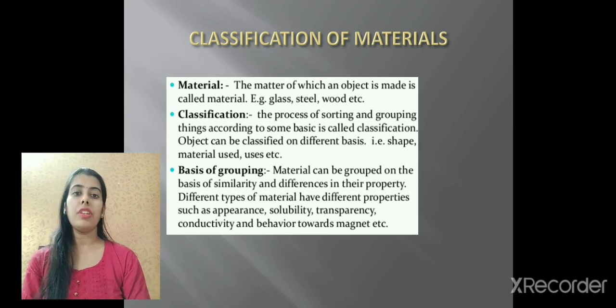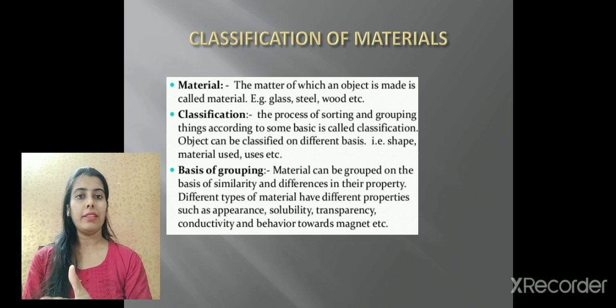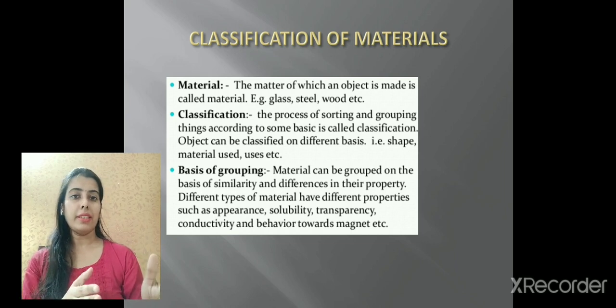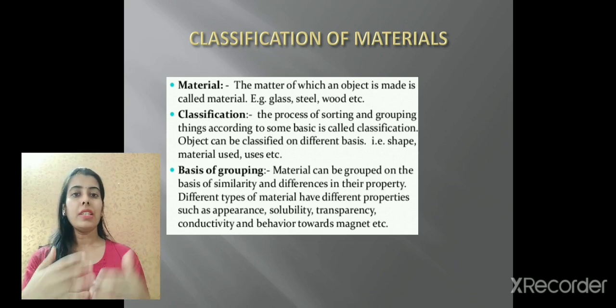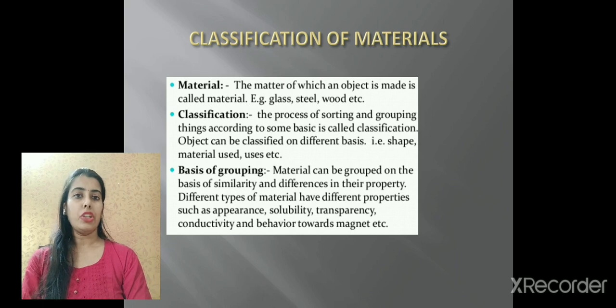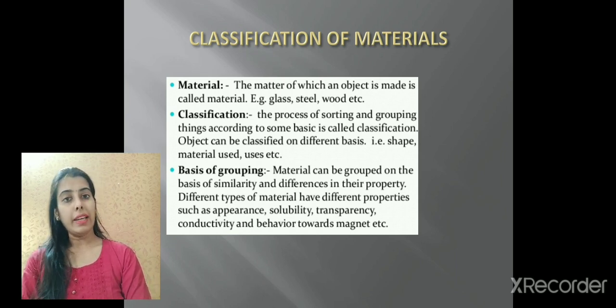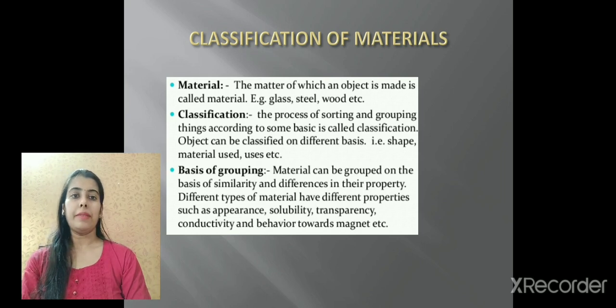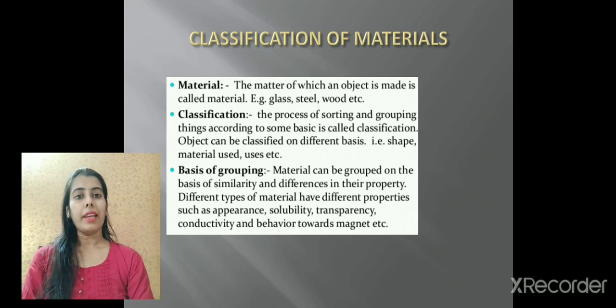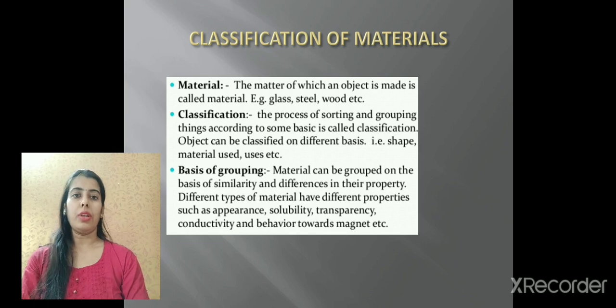Like in the kitchen we generally separate the things into separate compartments. We have a separate cabinet for snacks, we have a cabinet for spices, for oils. This way we group the things in our kitchen. Materials can be grouped on the basis of similarity or differences. It could be similarity or difference in their appearance, solubility, transparency. All these characteristics we'll learn in detail today.